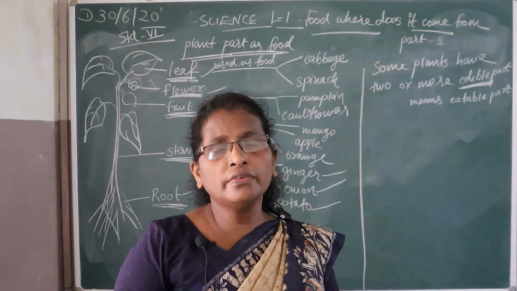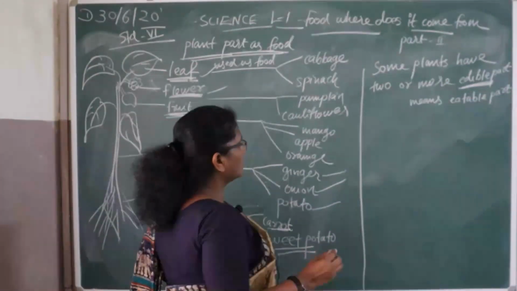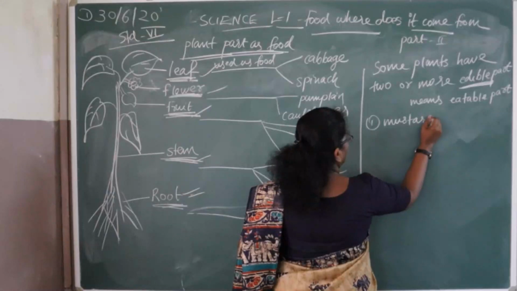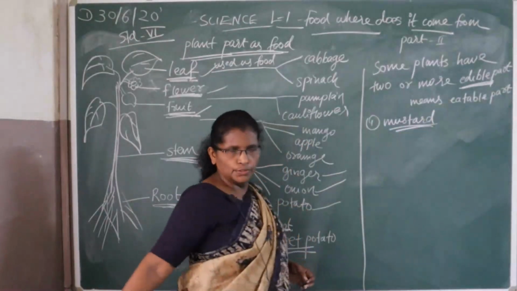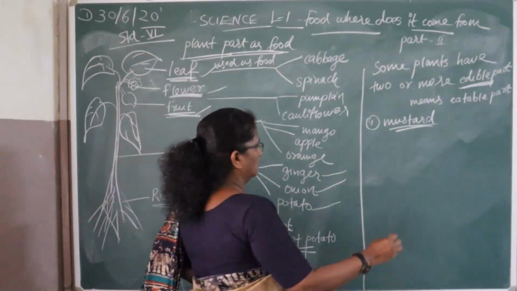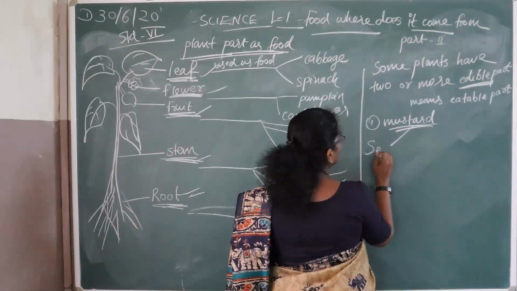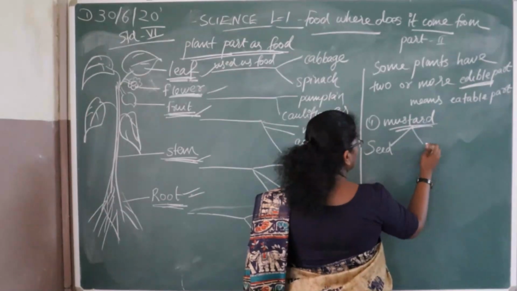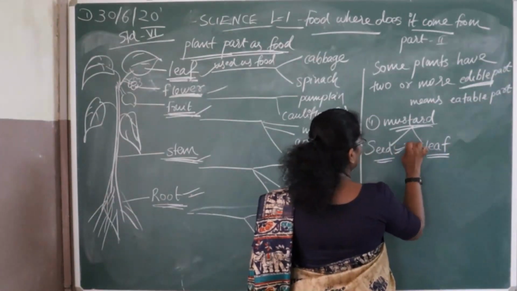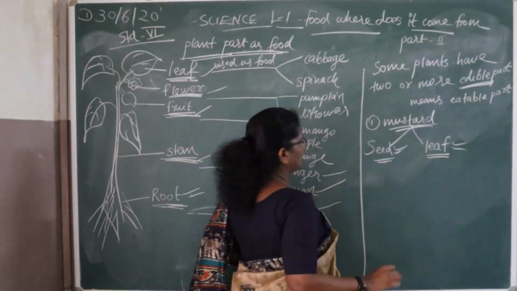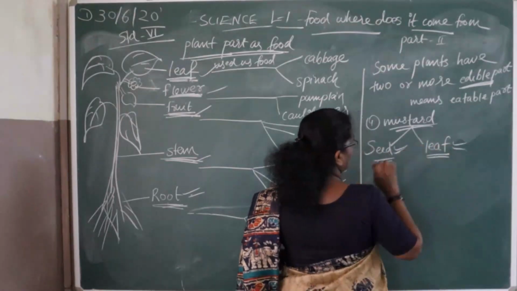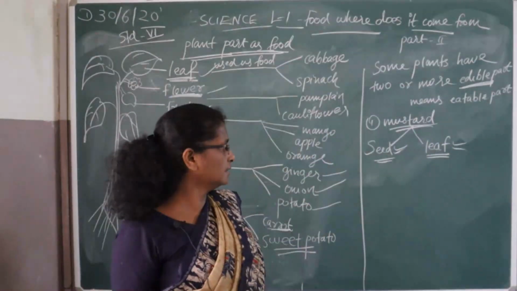So, an example of this, first one, mustard. In mustard, 2 edible parts are there. The seed is used as food and the leaf is used as food. In mustard, seed and the leaf. So, in mustard, 2 edible parts, or 2 eatable parts, are there.